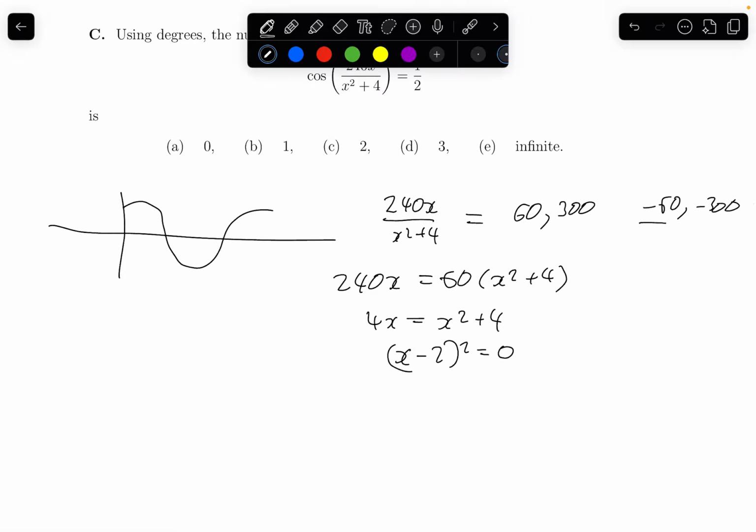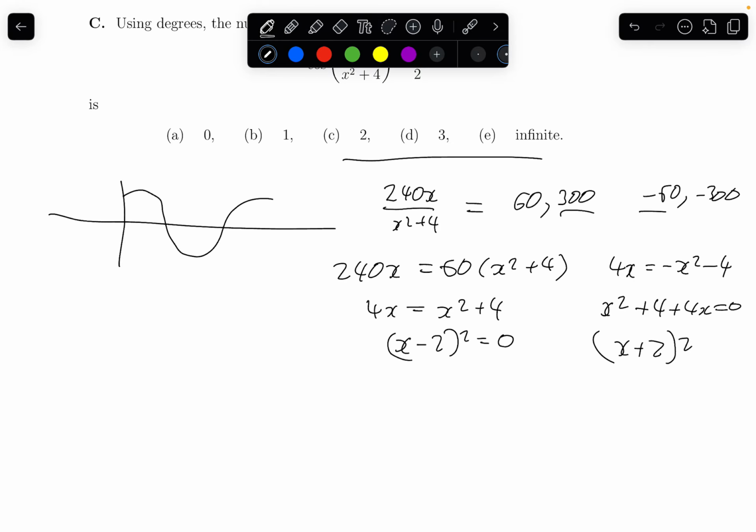And then I was like, let's try minus 60, it'll probably be similar. You get 4x equals minus x squared minus 4, so it turns out x squared plus 4 plus 4x, which is x plus 2 squared. So we already know it's one of these. Test 300. So this is the first thing I did, test values. You divide by 60. So 4x equals 5x squared plus 20. So 0 equals 5x squared minus 4x plus 20.